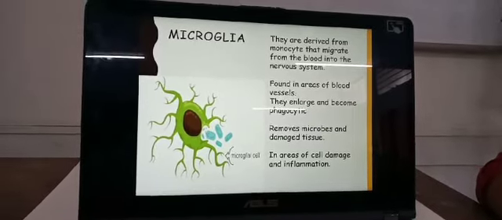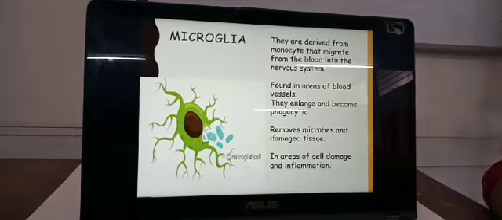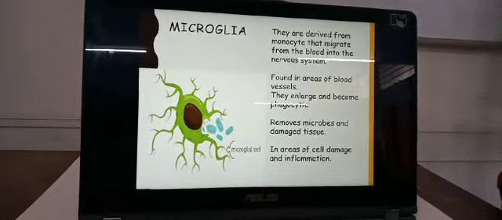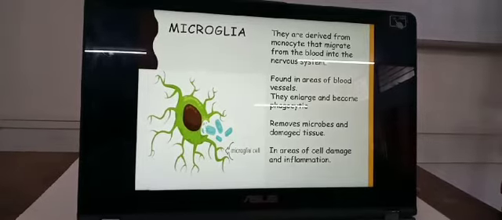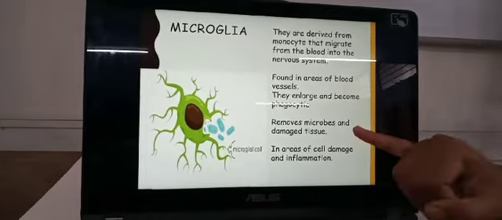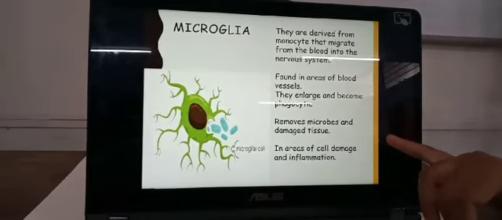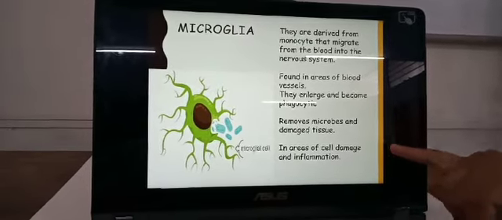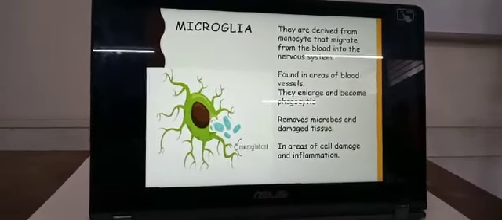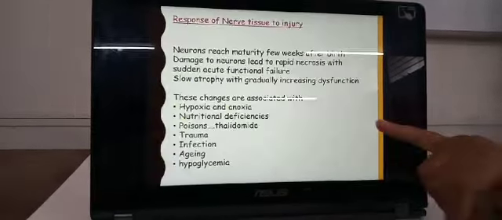What is phagocytosis? Phagocytosis is nothing but cleaning the unnecessary or unwanted cells. It is more like a vacuum cleaner. It removes all the dirt. It removes microbes and damaged tissues. In areas of cell damage and in inflammation, there are more microglial cells.